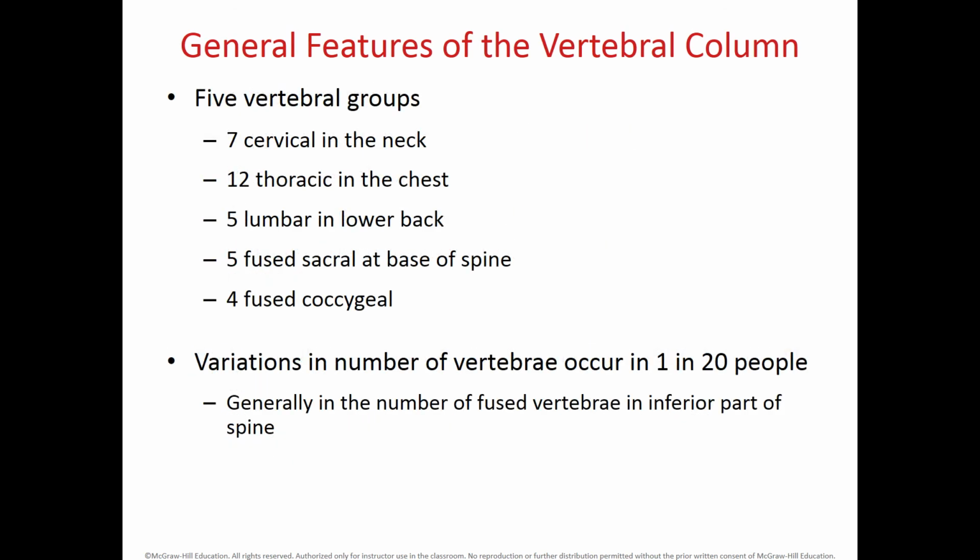The vertebrae are distributed into 5 groups. We have 7 cervical vertebrae in the neck, 12 thoracic vertebrae in the chest, 5 lumbar in the lower back, 5 fused vertebrae at the base of the spine, forming the sacrum, and also 4 coccygeal vertebrae that form the coccyx. There are some anatomical variations in number that can occur in 1 in 20 people, but generally in the number of fused vertebrae, located in the inferior part, not in the separated vertebrae.